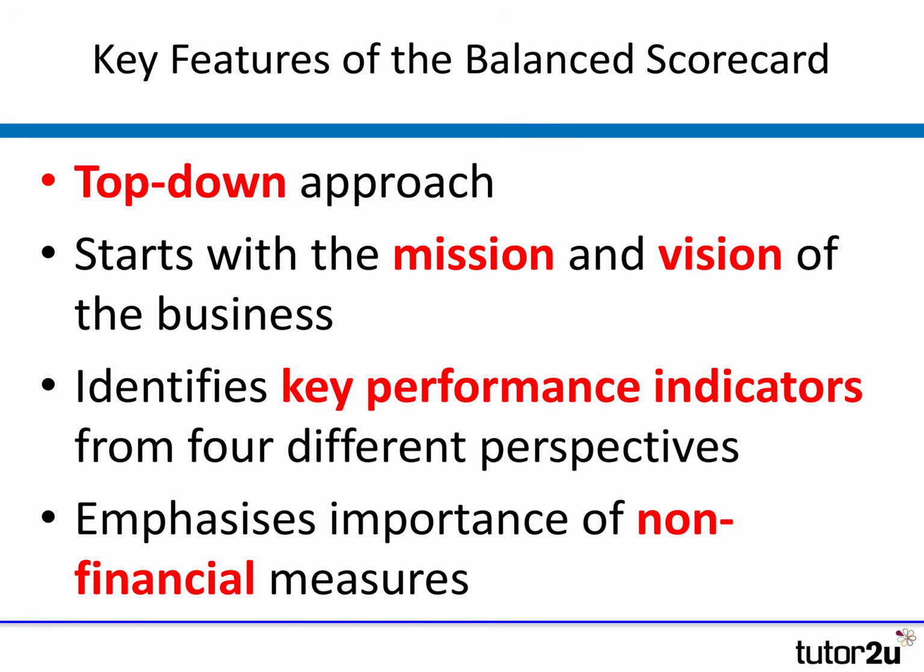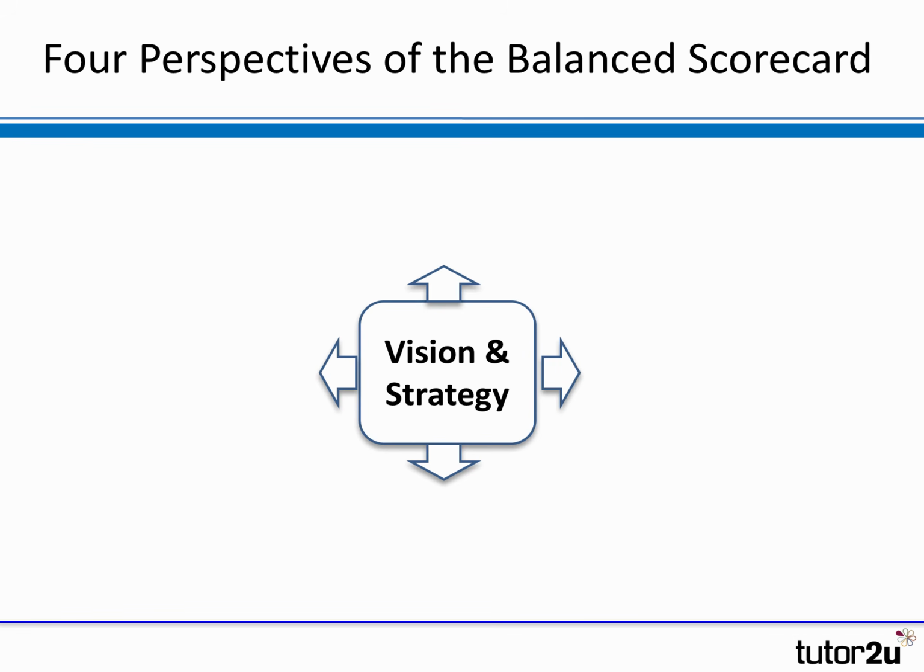So the key features of the Balanced Scorecard, in terms of what you need to know, are, firstly, that it takes a very top-down approach. It starts at the top level of the organisational hierarchy of objectives with the mission and the vision of the business. And then what it tries to do is identify what are known as KPIs, key performance indicators, that are relevant to measuring performance from 4 different perspectives. As a consequence of using the Balanced Scorecard, you should see a broader report on how the business is doing from both a financial and, importantly, non-financial measures.